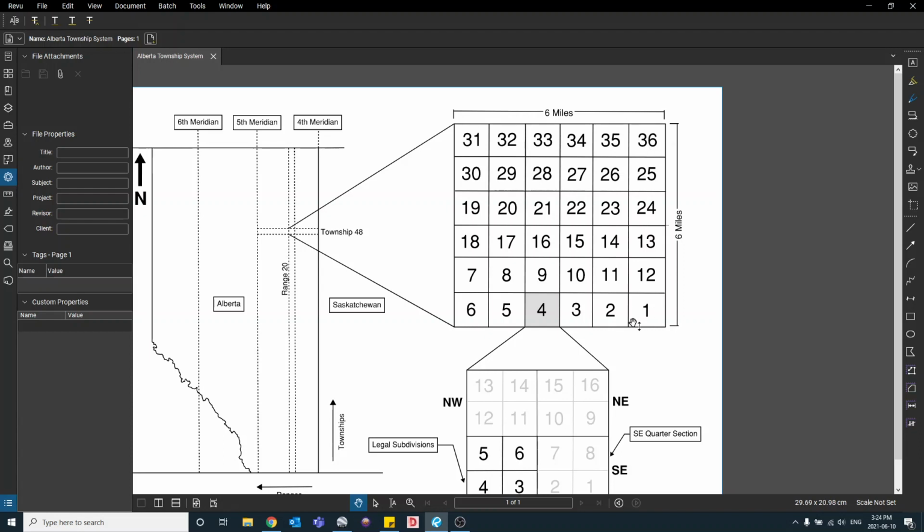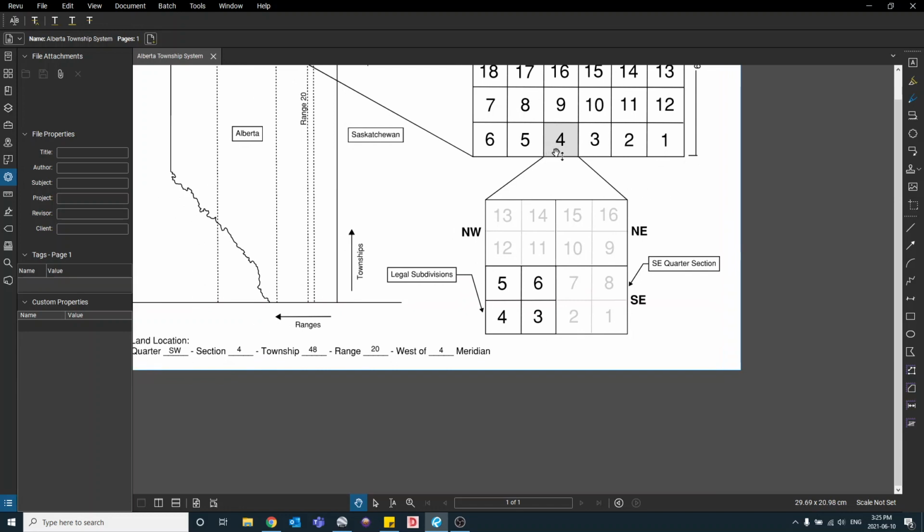So when they originally did the Dominion Land Survey in 1871, they wanted all the parcels to be 1 mile by 1 mile, just for the sake of fairness, I guess. And so that means that our intersection point, the township here, is 6 miles by 6 miles.